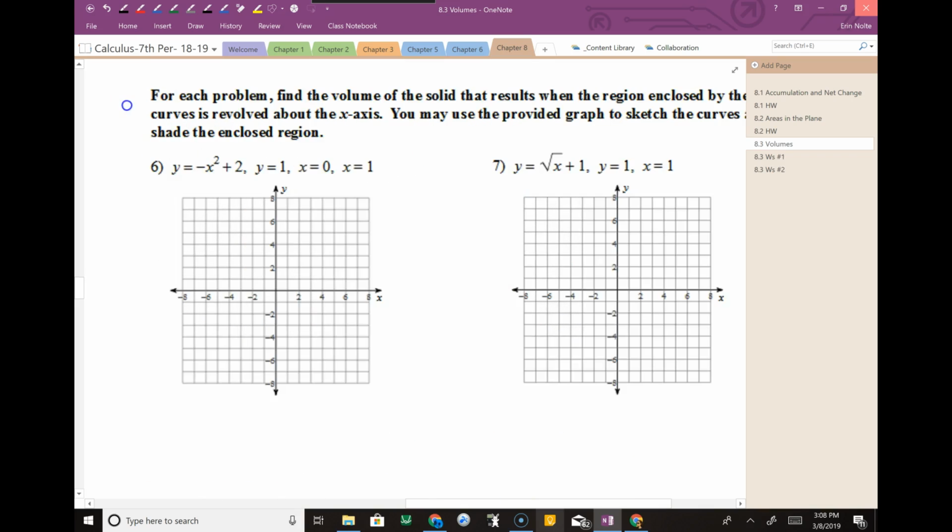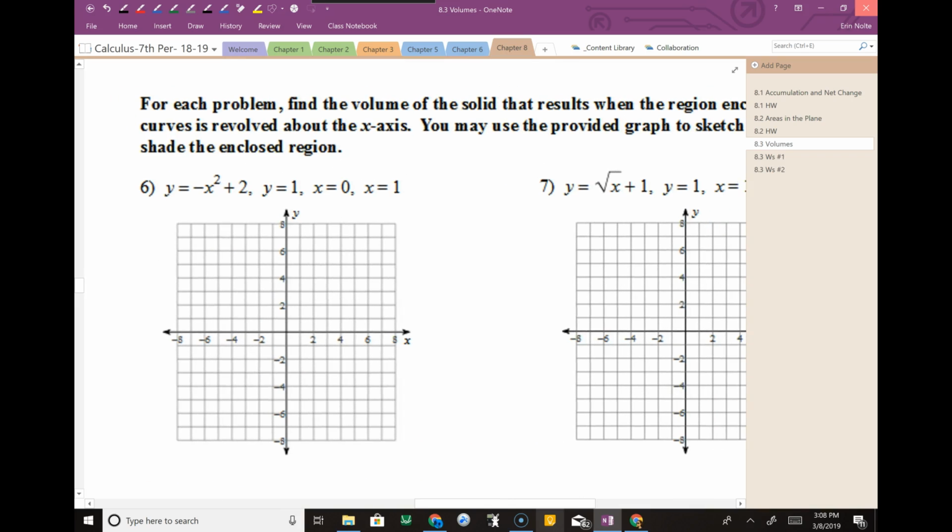Yeah, let's do number 4 on there. All right, let's try number 6 first, and then we can always help each other. Okay, so number 6 on this here, we're revolving around the x-axis. Okay, and we're bounded by, we got 4 lines here. So my first one is negative x squared plus 2.